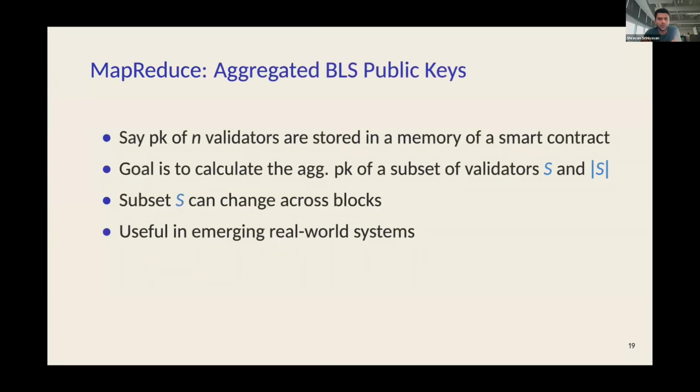So to see this a little bit more in the context of a real example, let's say that you have a smart contract with n memory slots, and each of that has n BLS keys. The goal is to compute the aggregated public key of a subset of people who have signed some particular message. And we also want to know the number of people who have signed, so that we know that sufficiently many people have signed a certain message. A key thing to note here is this subset can change over time, and such computations are useful in emerging blockchains and so on.